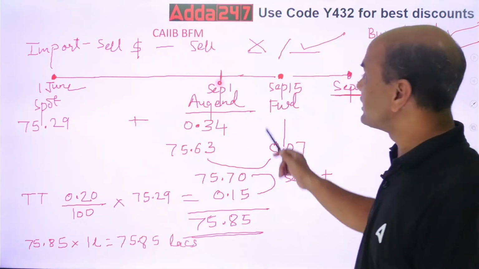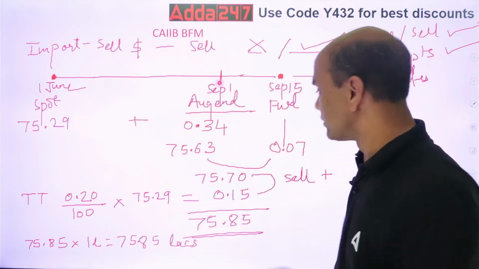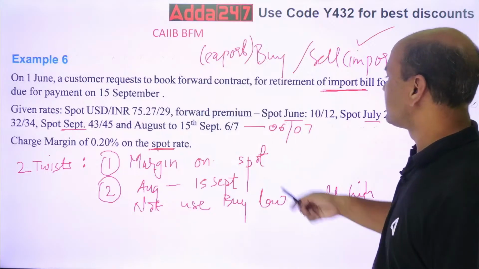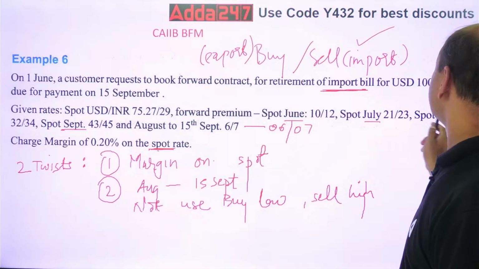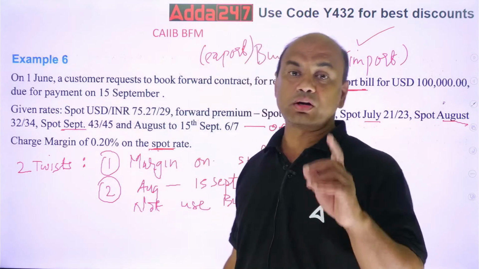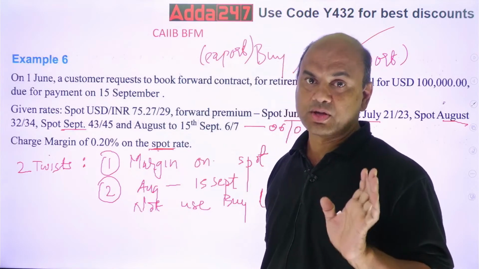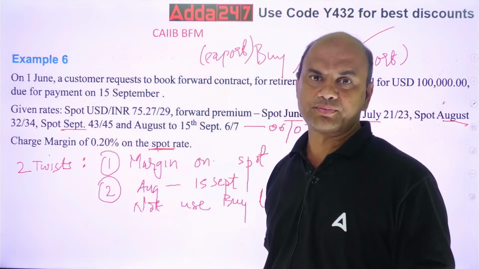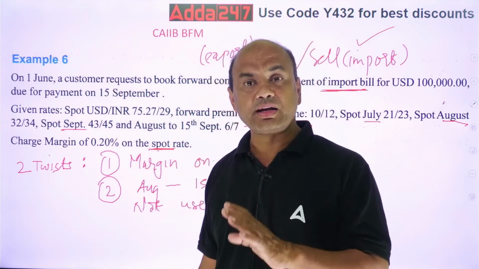Now, what is the rate for September start? One thing you note, if you look at the rates given over here, spot of June is given, July is given, August is given, and September is given. So, I want now the September 1 rate. Kindly note one point. Whenever you want the beginning of any month, the rate is of the earlier month.